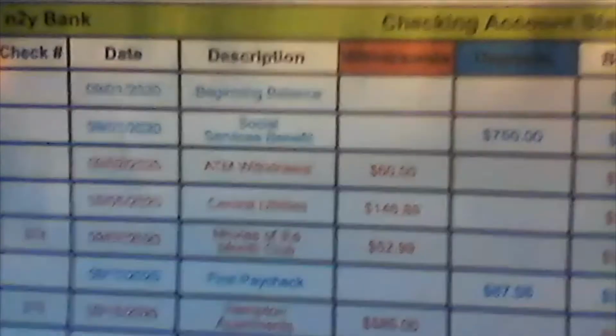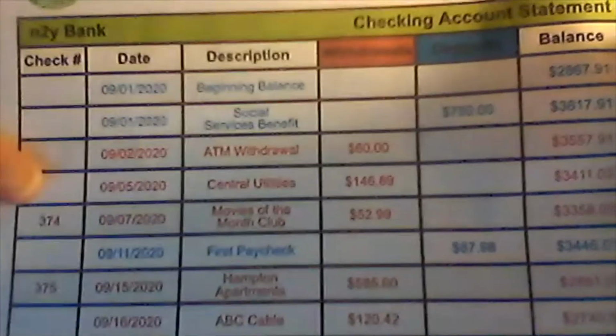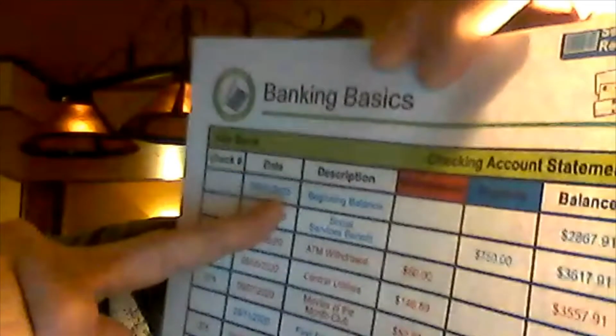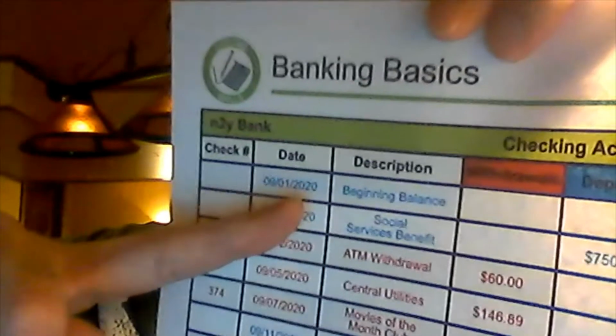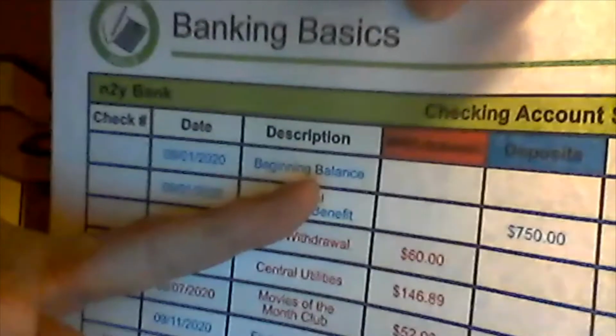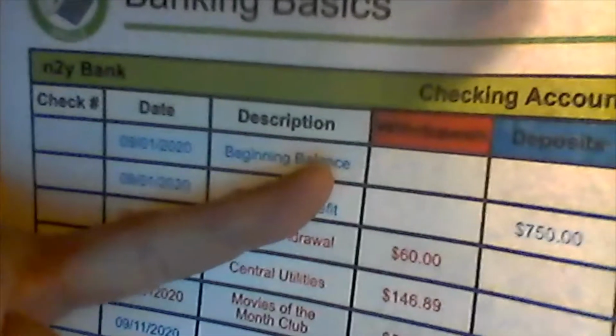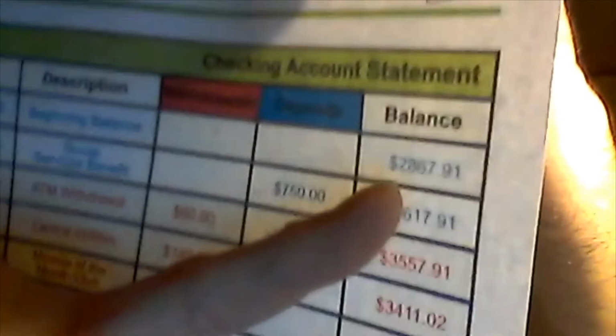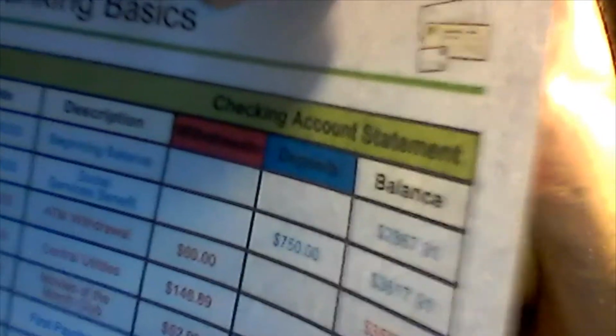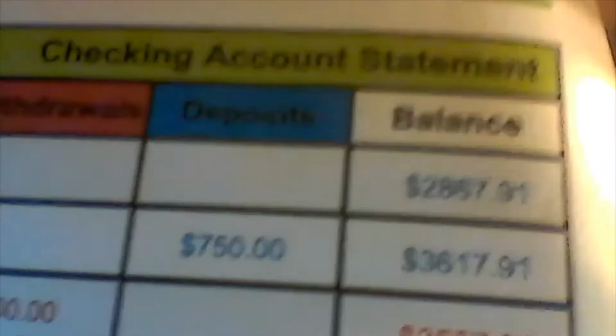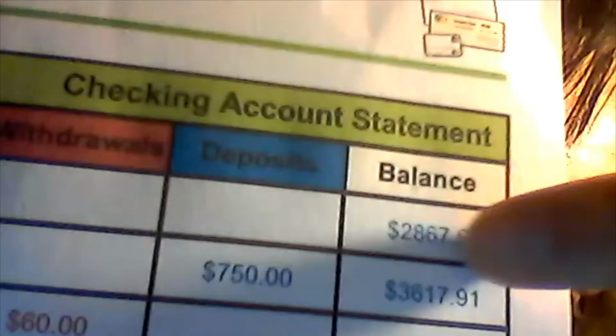Now, a filled out check register, after you've filled out everything for the month, as the weeks go by, would look something like this. It's kind of hard to see, and I apologize for that. The date says September 1st, 2020. This is money coming in, money that you put into your account. Beginning balance is how much money you started off the month with, and your beginning balance is $2,867.91. Oh my goodness, look at all the money.